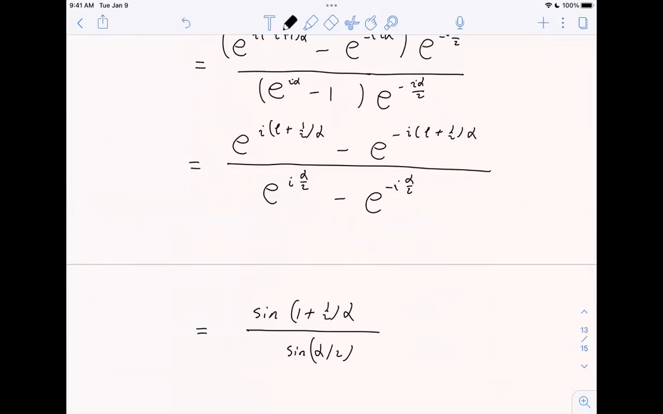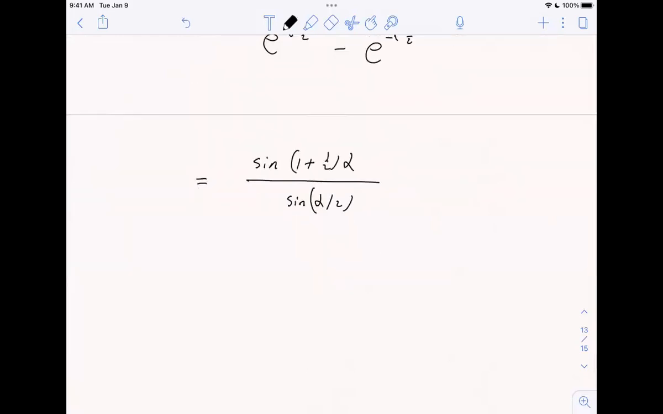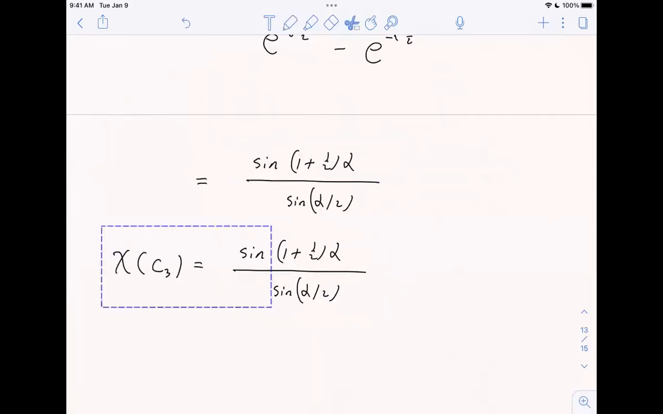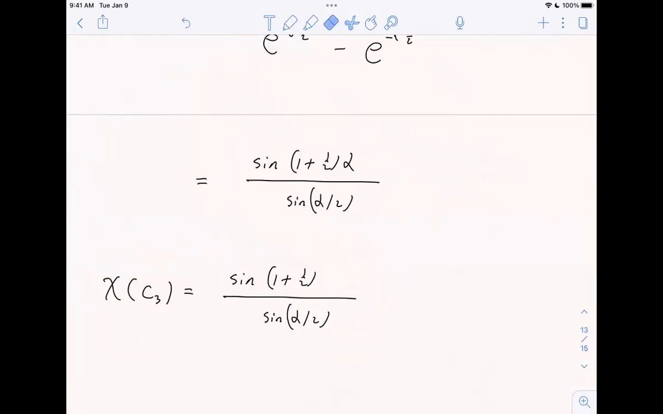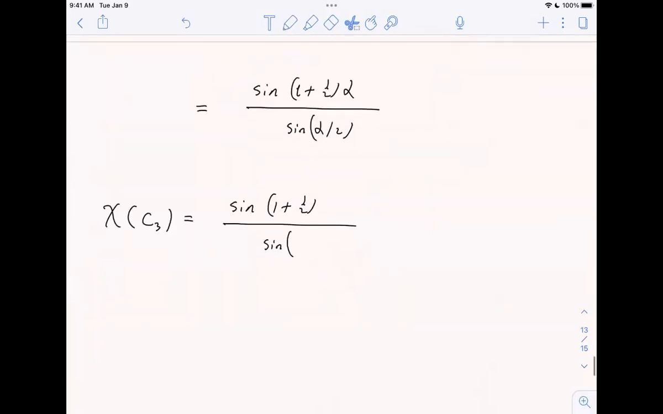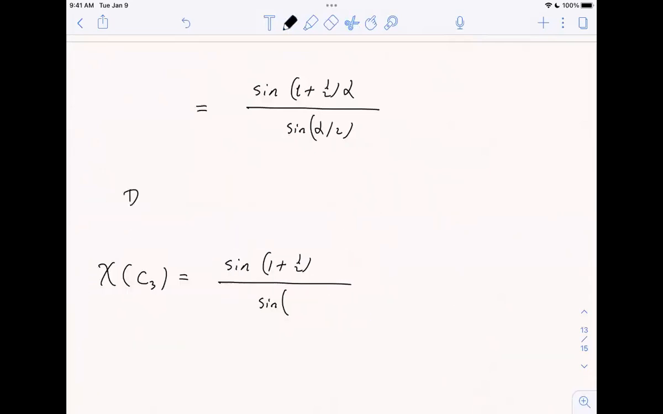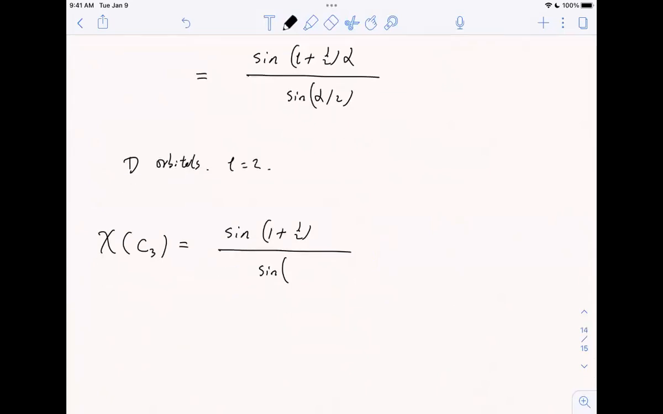Now let's do the calculation for C3. If you want to get the character for C3, you just copy. These are L, not 1. These are L. Let's focus on the d orbital first, so L equal to 2.